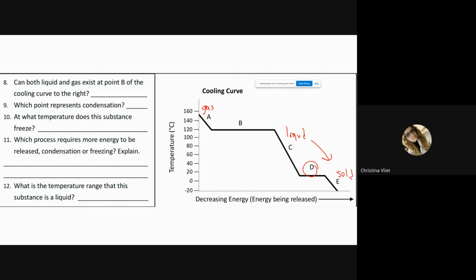Wait, because I'm saying it's only showing up on the multiple choice. Can you go back to the intermolecular forces?